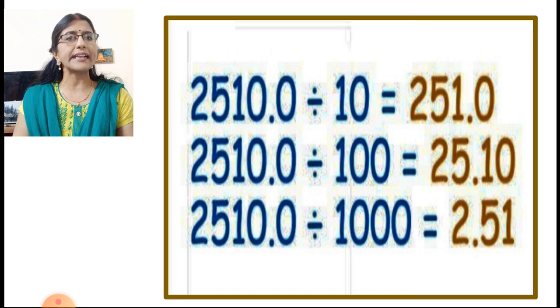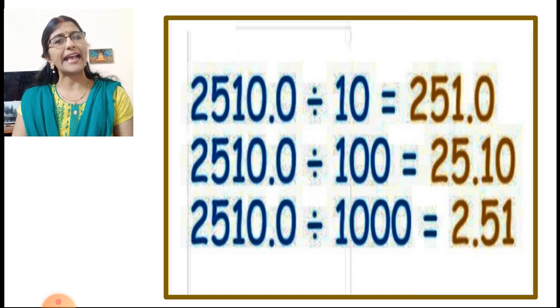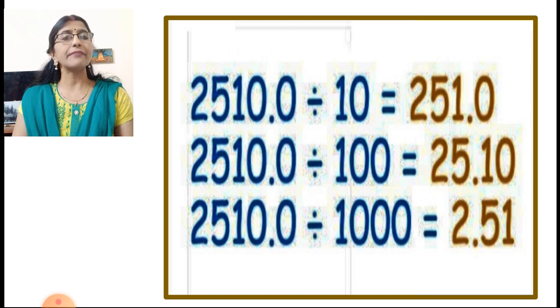Same way we'll see the next one. 2510 divided by 100. So here 100 is there. 100 has two 0s. So the decimal point will be shifted to the left by two places. So you will get 25.10.